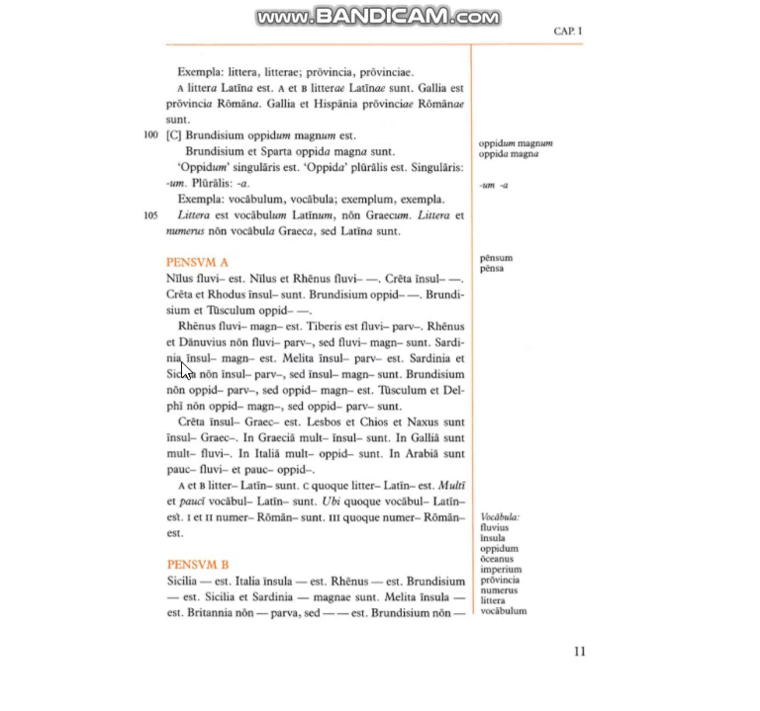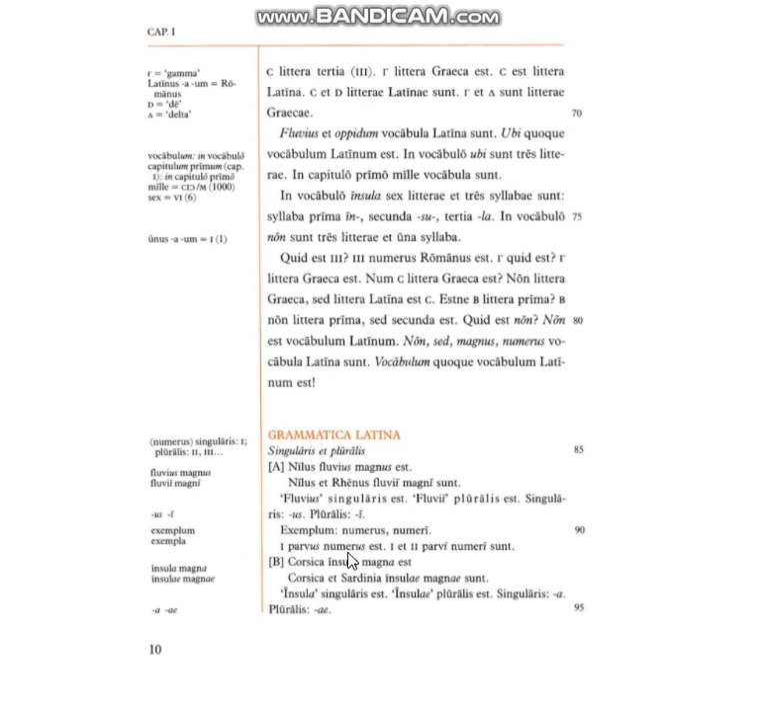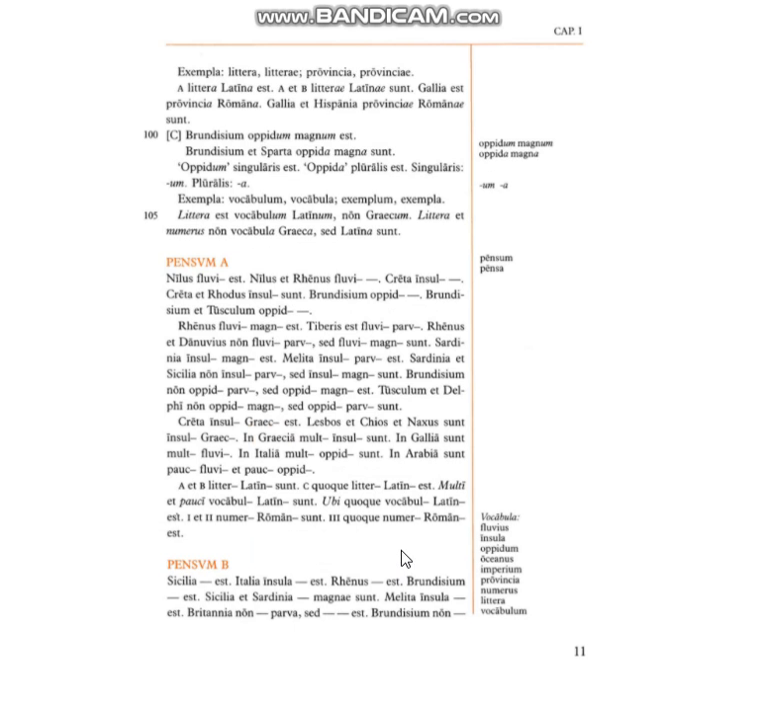Let's go to Sardinia, insul-something mag-something est. Then Sardinia et Sicilia non insul-something parv-something, sed insul-something mag-something sunt. All right. So Sardinia, what would we put here? Well, again, there's only one island here in this case. So that means that we need to use the singular form. Well, what's the singular form? Well, it says that the singular form seems to be insula magna. Okay.